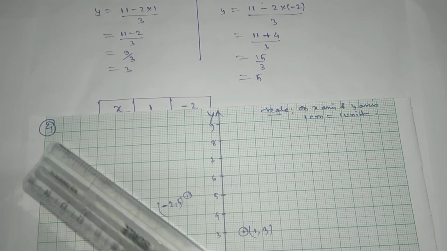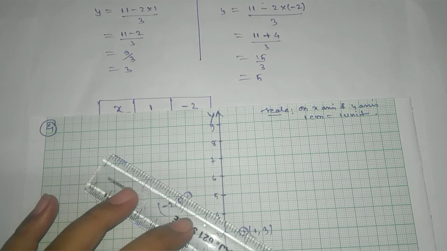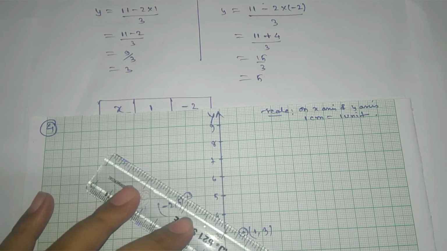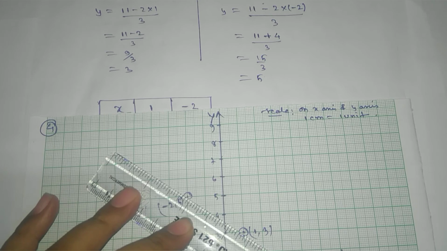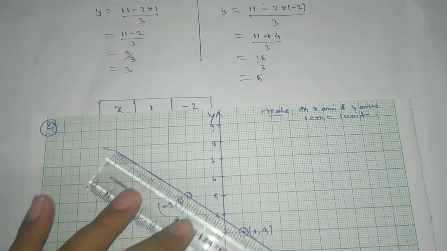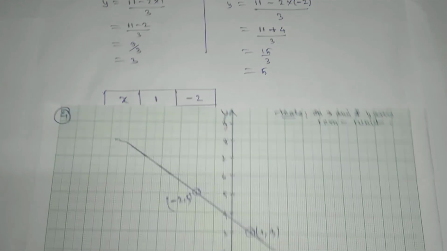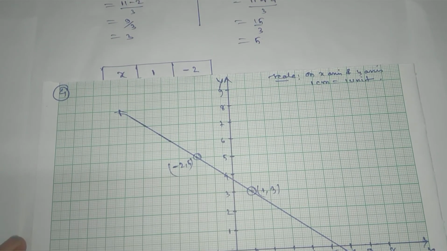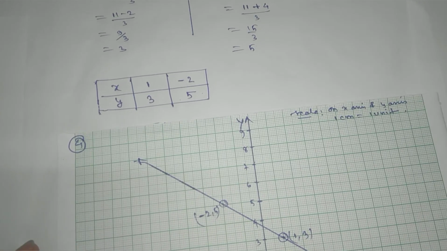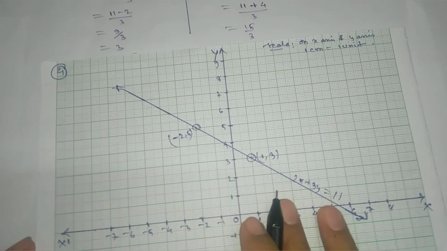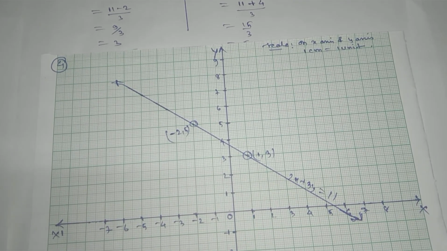Now adjust the point and draw the line. There should not be a mistake like this. Remember, please adjust it, and this equation is your 2x plus 3y equals 11. Okay, like this. Now one more part is left, that is when x equals minus 5.